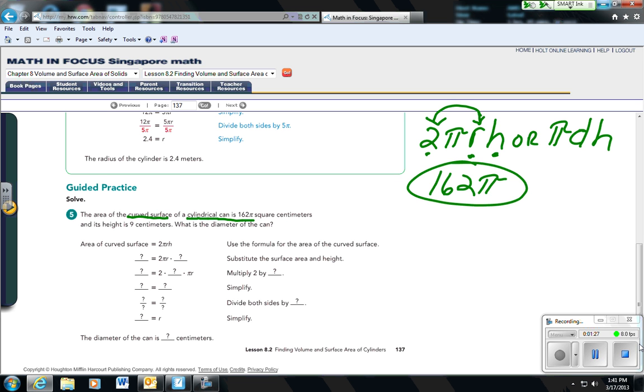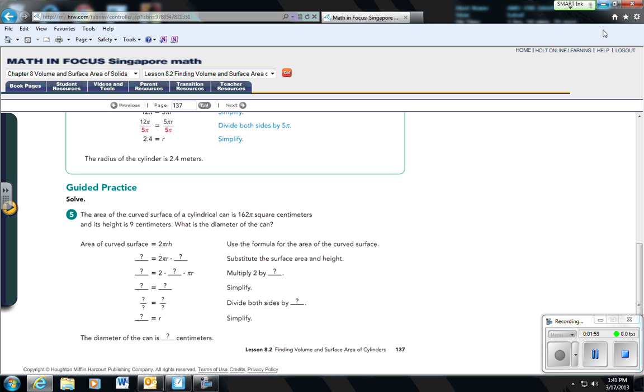If you wanted to figure out the exact area of the body, then you would do 162, and we're using 3.14 for pi, and you would get 508.68, which we're rounding to the nearest tenth, so 508.7 centimeters squared. So if you wanted to find the exact, you could, but they're just telling us that it's 162 times pi square centimeters. So let's see what they're asking us to do here.